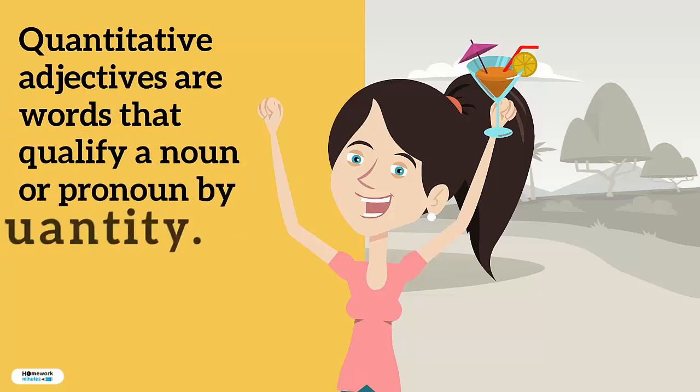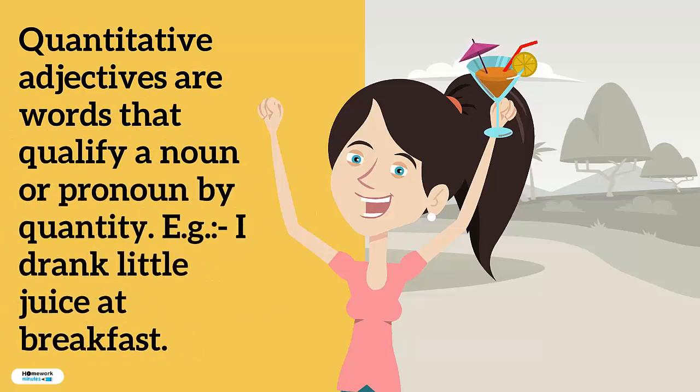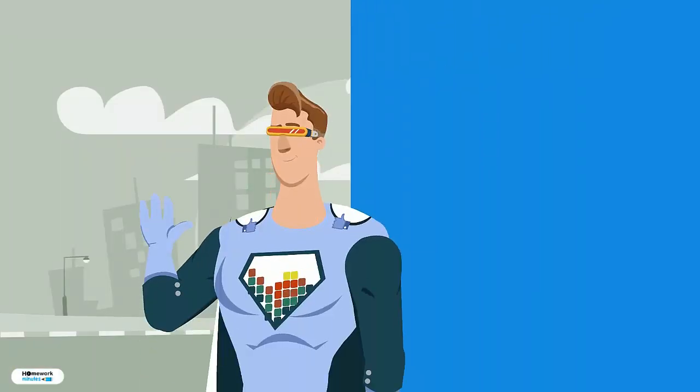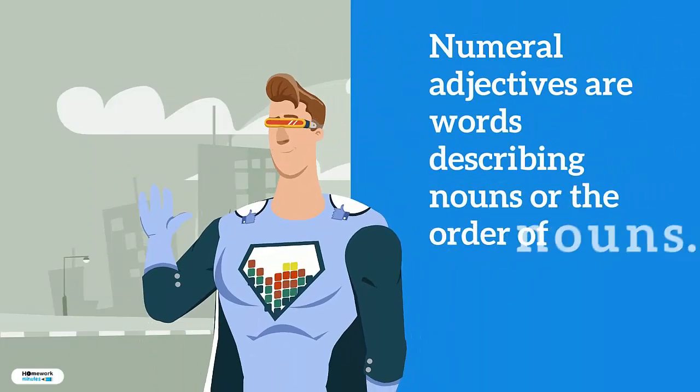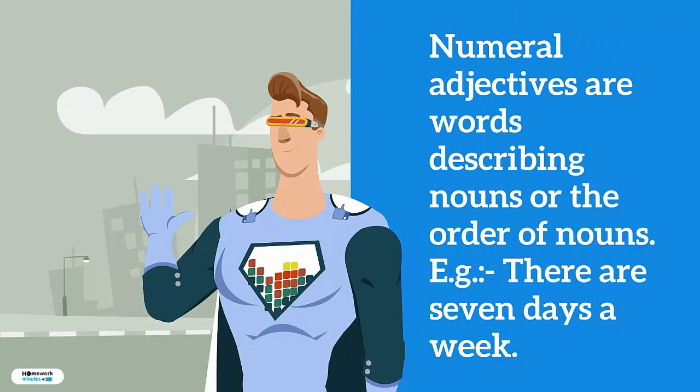Quantitative adjectives are words that qualify a noun or pronoun by quantity. E.g., I drank little juice at breakfast. Numeral adjectives are words describing nouns or the order of nouns. E.g., there are 7 days a week.